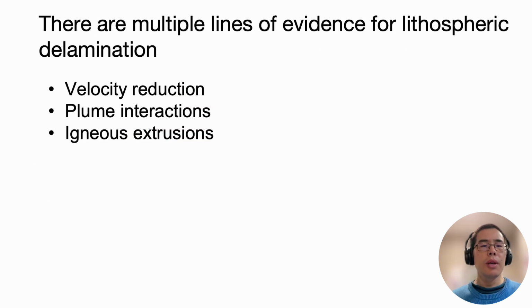In the paper, we summarize details about evidence that point to lithospheric delamination that caused this heterogeneous lithospheric structure. The evidence includes velocity reduction between the low velocity and high velocity regions, evidence of improved interactions in temporal and spatial domains, and evidence of igneous intrusion in this area.